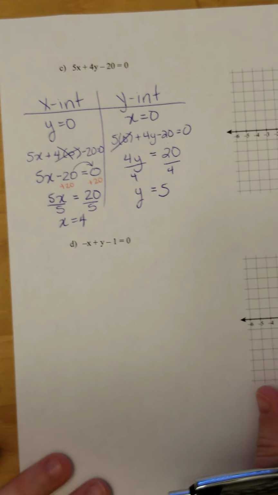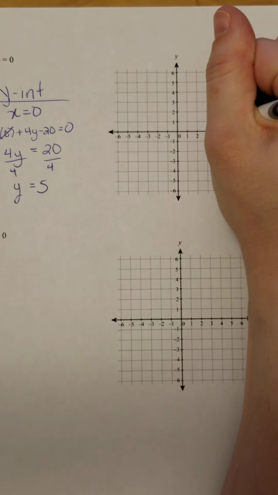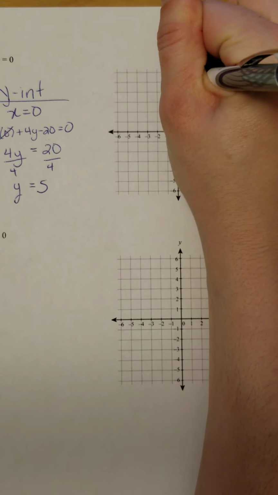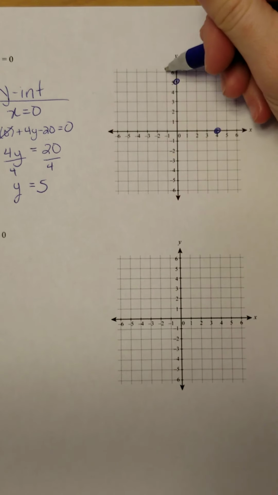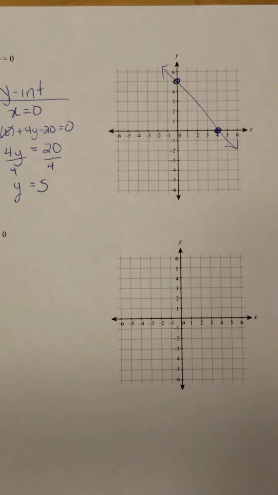So now let's go draw these. So my x-intercept is positive 4. My y-intercept is positive 5. You would join those, and there's the graph.